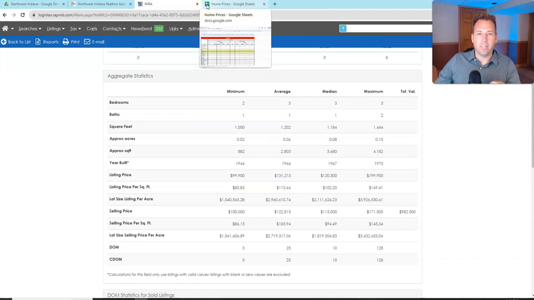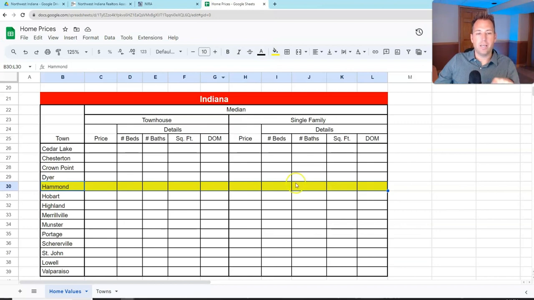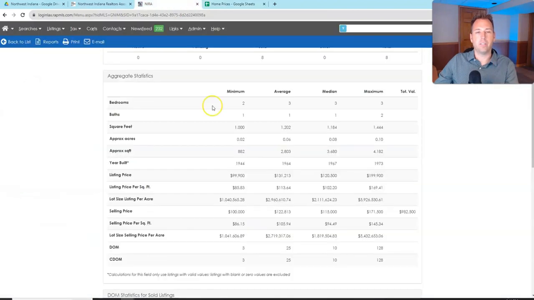And as we do this data, stay tuned to the end, because I'm filling all this out as I do these videos. So at the end, we'll come back to this and it's going to be all filled out, and you can see all the housing stats for each community.